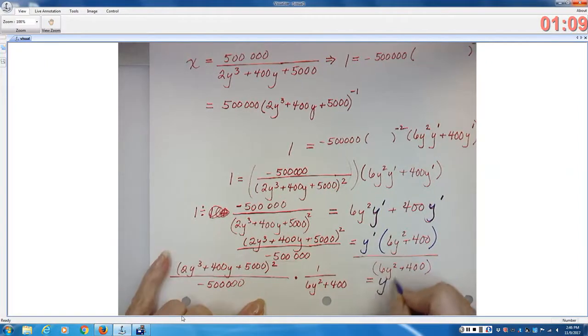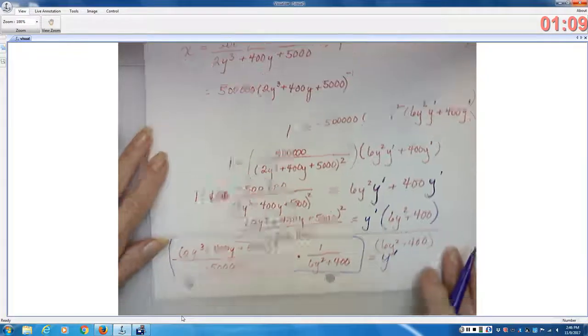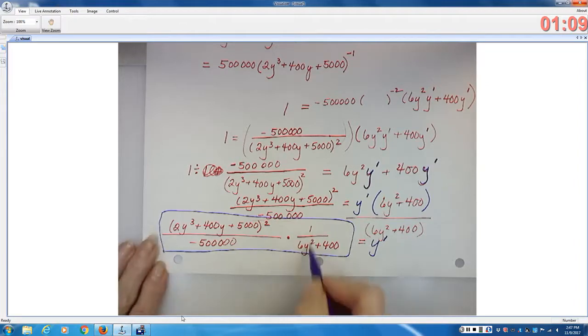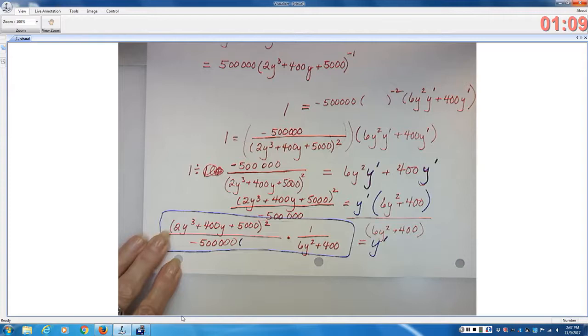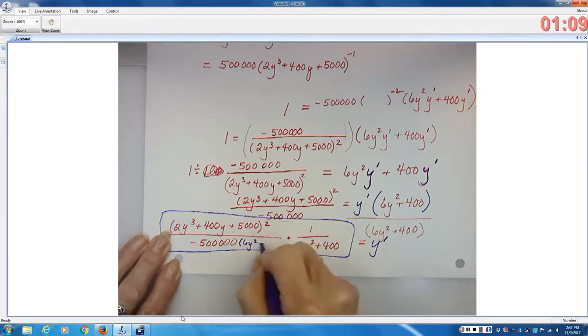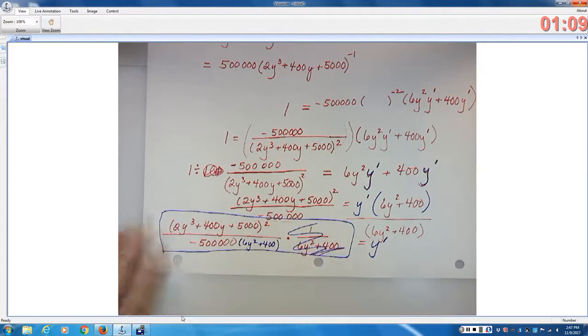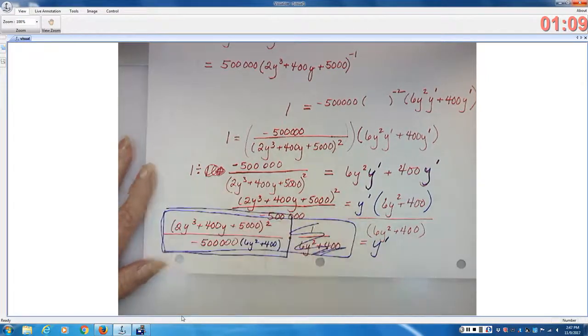So this is actually your derivative. And the only thing I'm going to do to make it look any different is, instead of just doing this, I'm going to move this over here with the negative 500,000 in the denominator. That way I don't have that extra term. So here's your derivative after all that.